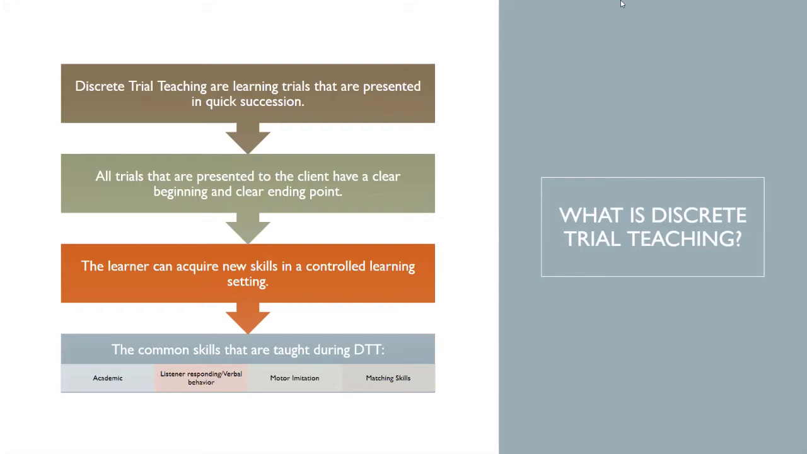Discrete trial teaching are learning trials that are presented in quick successions. All trials that are presented to the client have a clear beginning and clear ending. The learner can acquire new skills in a controlled learning setting. Common skills that are taught in DTT are academics, listener responding, and verbal behavior, motor imitation, and matching skills.